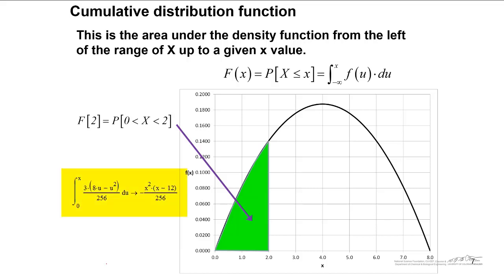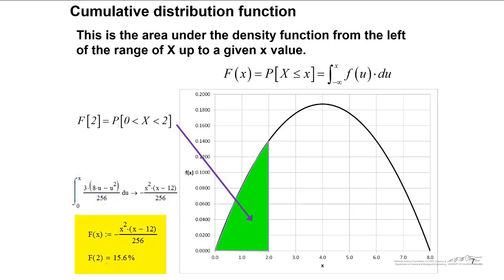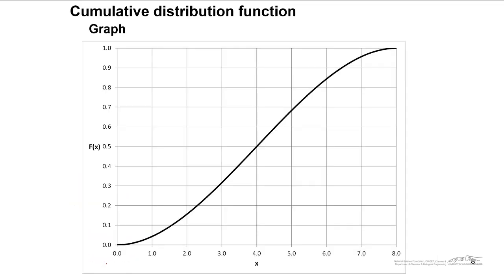We would just integrate from 0 to x. And that would be our cumulative distribution function. And here we would get about 15.6%. If we plotted this, capital F of x, we always start at 0 at the lower end, the left end of our domain x. And as we go to the upper end of our domain, the cumulative distribution function goes to 1. And so each of these points represents the area underneath the curve from 0 up to x.